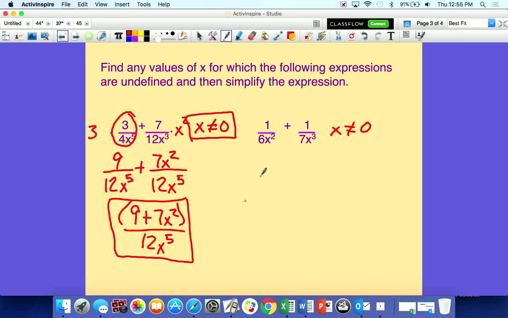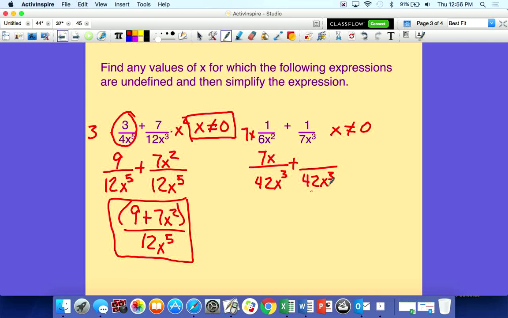Common denominator, 6 and 7, the smallest number is going to be 42 here. We've got an x squared and an x cubed. Well, that's got to be an x cubed then, because it's the bigger one. Alright, 6x squared has to turn into 42x cubed. Well, 6 times 7 gives us 42. x squared turns into an x cubed, that's going to be an x. So we're going to be multiplying by 7x.